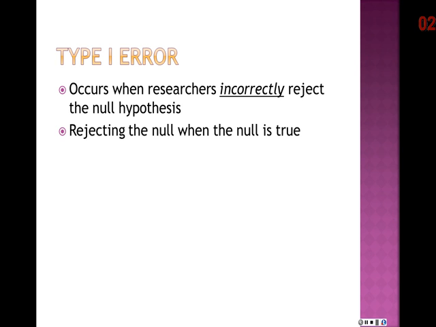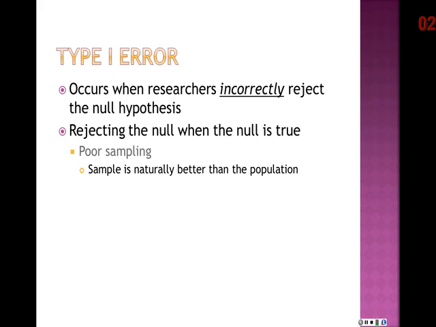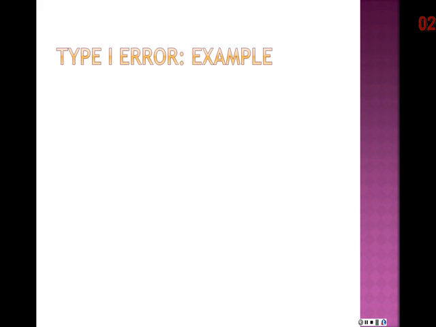So even though the data show a significant difference between the groups, there's actually not a significant difference for some reason. And that reason is usually due to poor sampling. So an example here is that the sample that they collected is naturally better in whatever than the population, or naturally has a higher occurring mean because of their nature, not because of anything you did, right? And so I'll give an example of this.